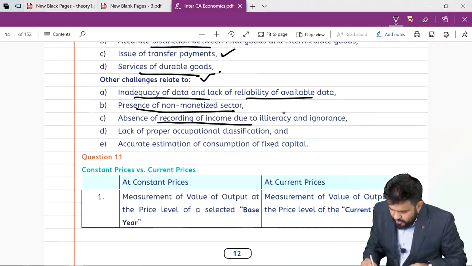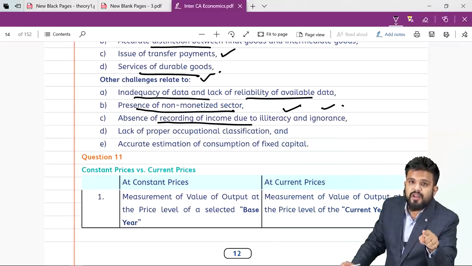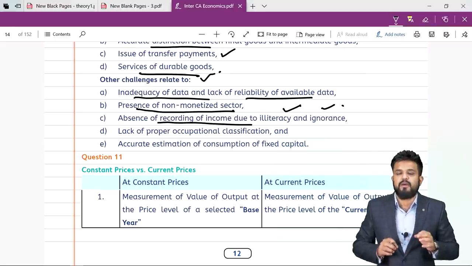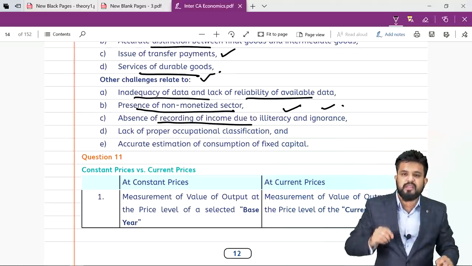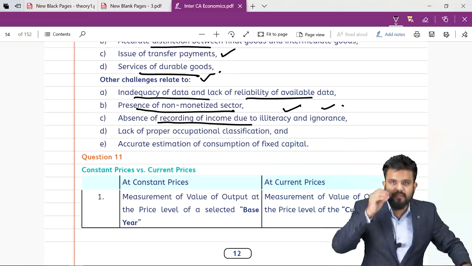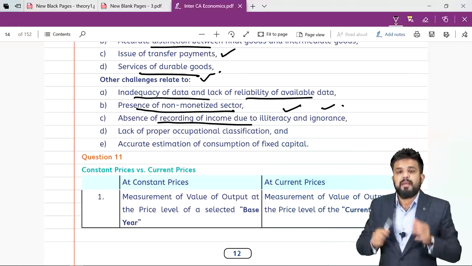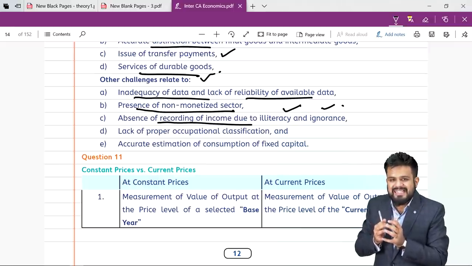Absence of recording income due to illiteracy and ignorance. See, India is a literate country but not an educated country, sorry to say. People can read and write in their respective language, but they don't understand what they are doing. So illiteracy and ignorance is a very big factor responsible for not having proper information, because people don't maintain books of accounts, they don't file income tax returns, they don't have a bank account, they don't update their passbook. First of all, they don't want to go to the bank, they prefer cash transactions. This you will find more in rural areas.